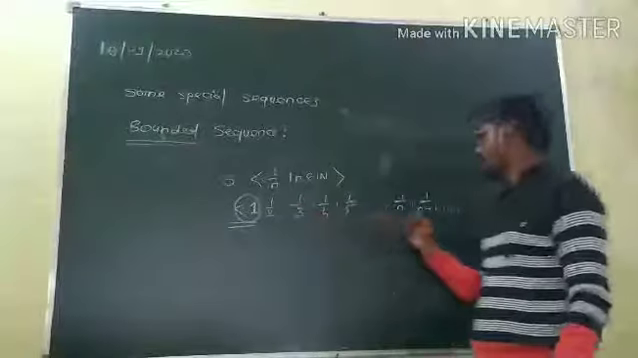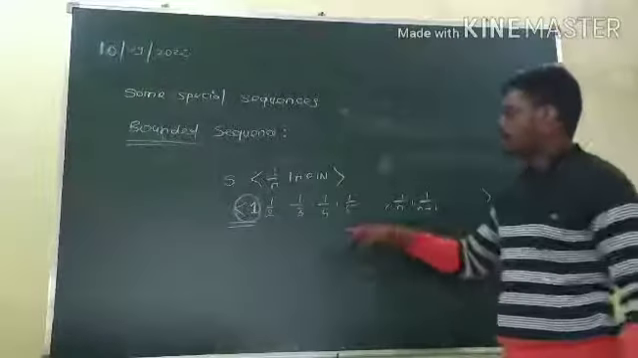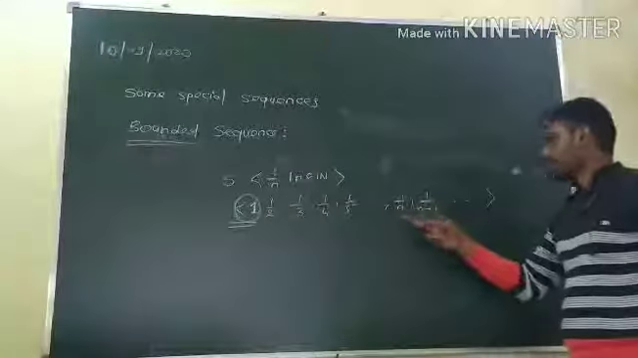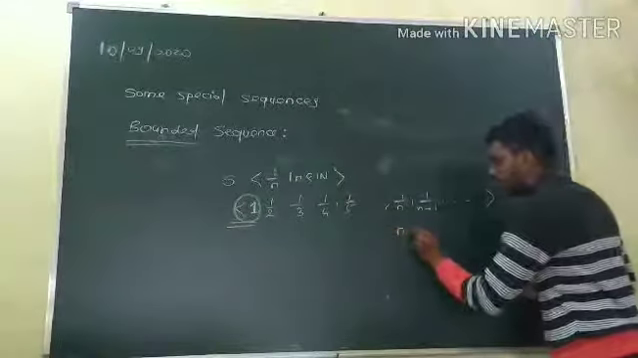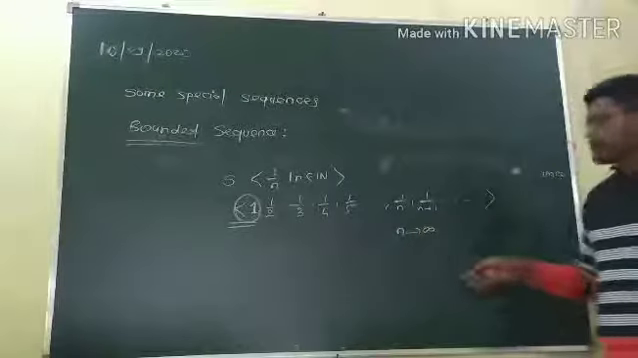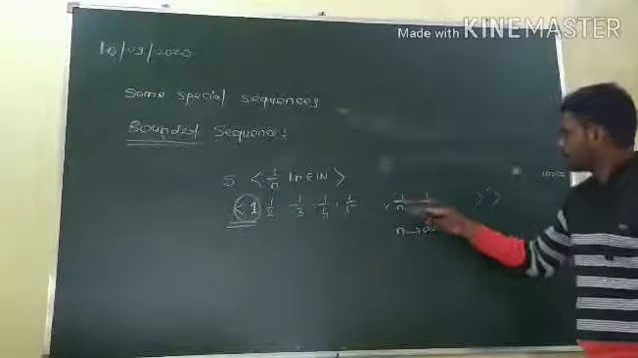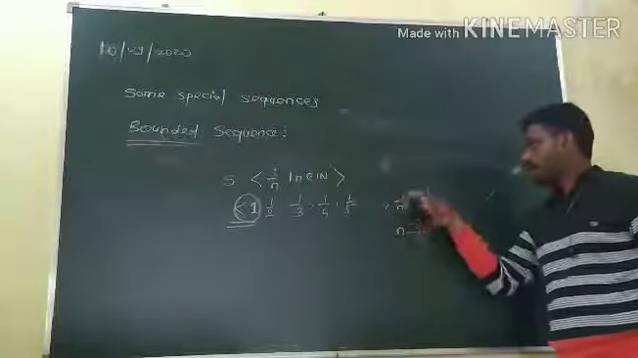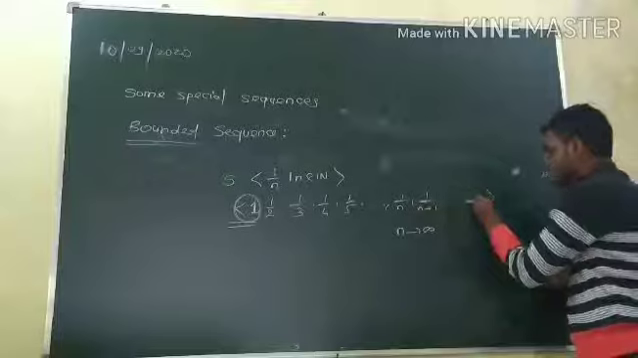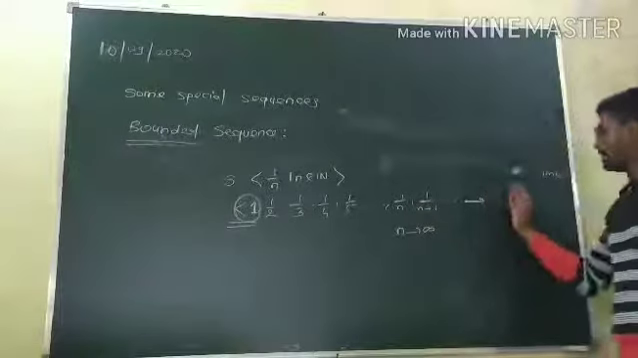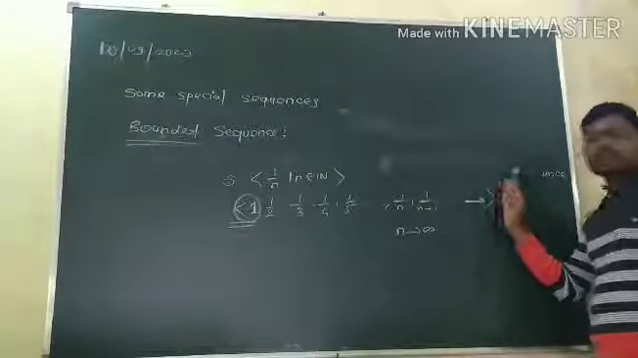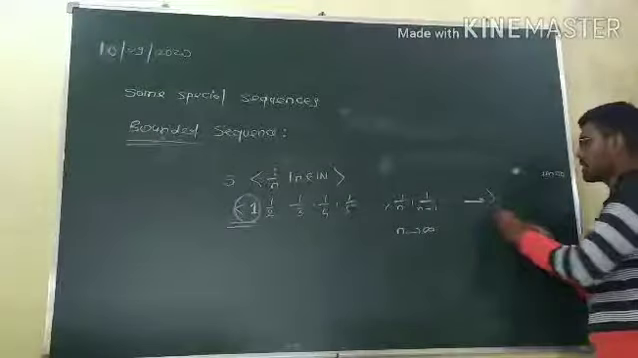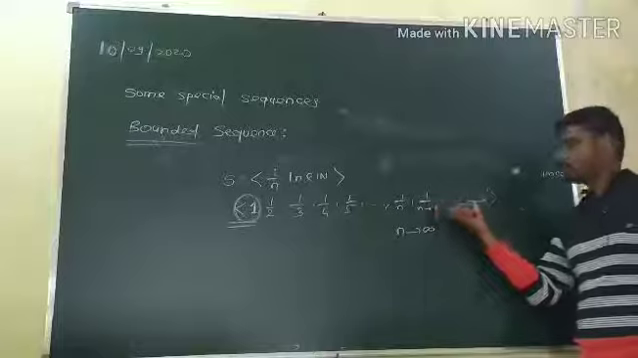Again, if you see the pattern of the sequence 1, 1 by 2, 1 by 3, 1 by 5, as n tends to infinity, where is the sequence going? The denominator is increasing, so as n tends to infinity, 1 by n tends to 0. The sequence is tending to 0, and there is no point which is less than 0. So this sequence tends to 0.